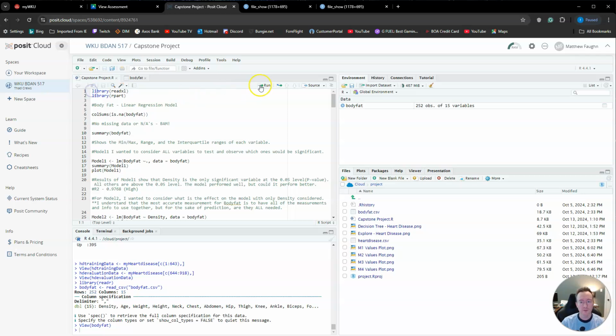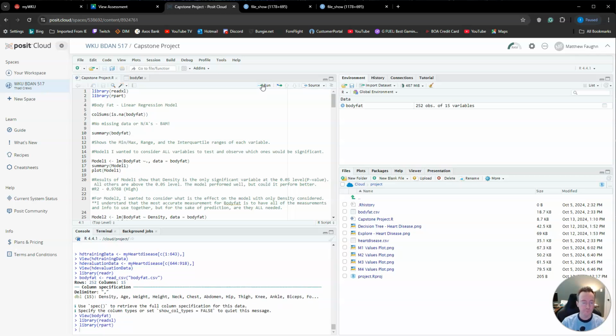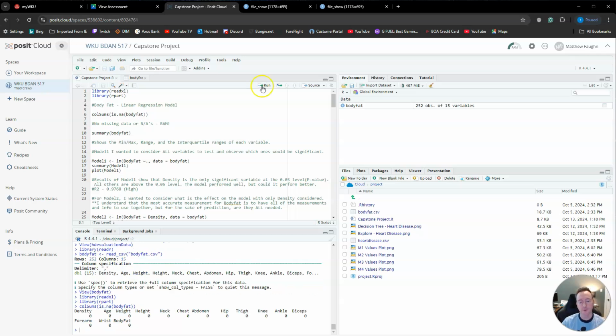So loading the libraries here, I did input readxl and then the R part. So I'll load those. And again, starting with a linear regression model. The first thing I wanted to look at is whether there is any missing data or any NAs that I need to potentially correct for or make adjustments for during the data prep phase. Looking here, you can see no missing data, so that's great news.